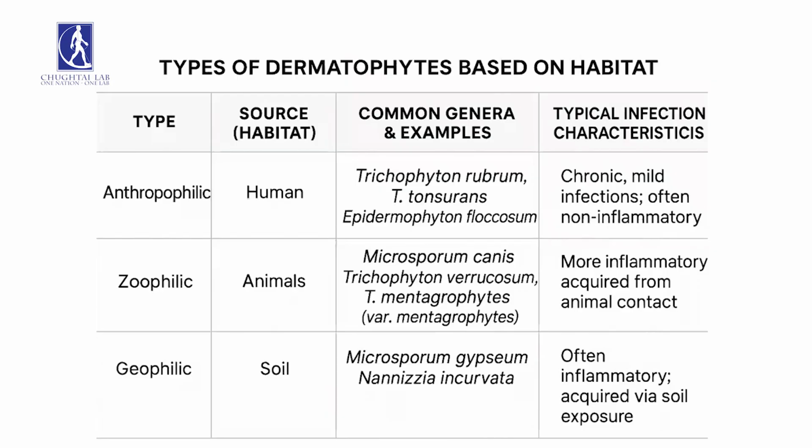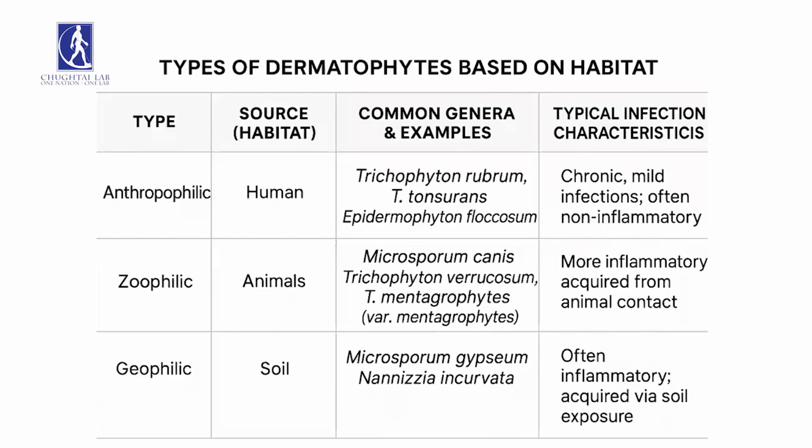For zoophilic fungi, there is a significant animal reservoir. These include Microsporum canis, which has a reservoir in dogs and cats. Trichophyton verrucosum is present in cattle and sheep and other ungulates. And Trichophyton mentagrophytes variant mentagrophytes is present in monkeys and other small animals. These infections are acquired after direct contact with infected animals, and they have a more severe clinical course with marked inflammatory reactions.